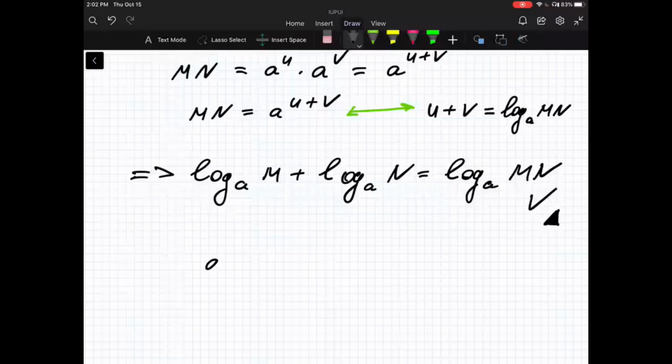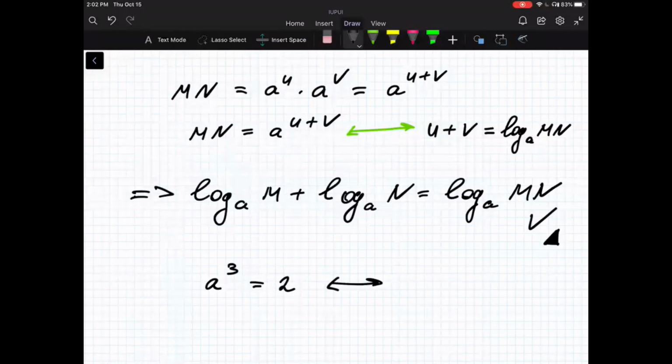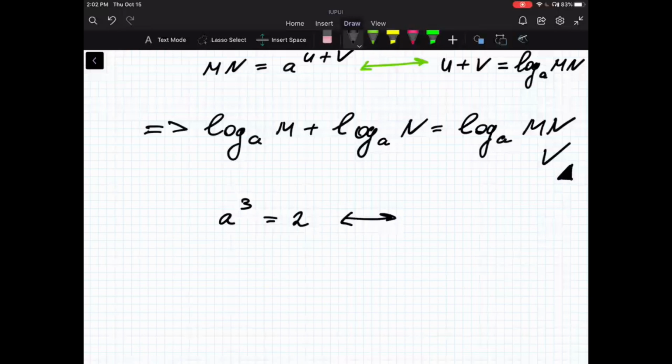Suppose you have a to the power 3 is equal to 2. Okay, this is our exponential form. What is the corresponding logarithm form? Of course, you can just follow the rule that we discussed, but you can also think in the following way. Let's apply the logarithm with base a to both sides. A cube, and on the right, the logarithm of 2 with base a.